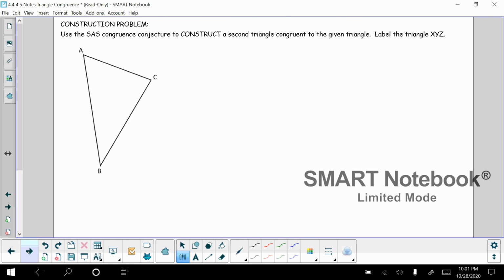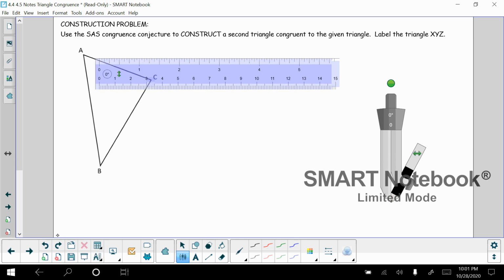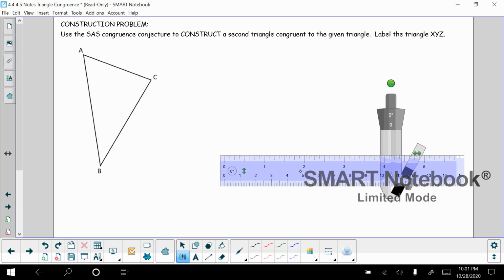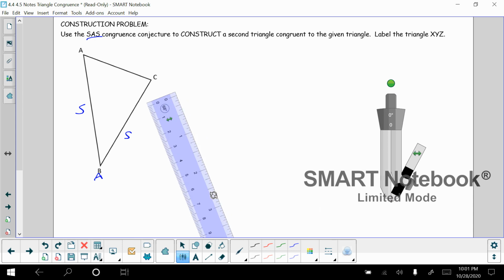Okay, the last problem of the day, this one's going to be constructing congruent triangles, which you have a little bit of knowledge on, so this one should be pretty easy. It says use the side angle side congruence conjecture to construct a second triangle that is congruent to this given triangle. Label it XYZ. Okay, so you want to pick out the side, the angle, and the side that you want to copy, okay? So I'm just going to pick out this side, and then I'll copy this angle, and then I'm going to copy that side, just so you have a little plan going, okay? And I want to kind of make it look like that one.